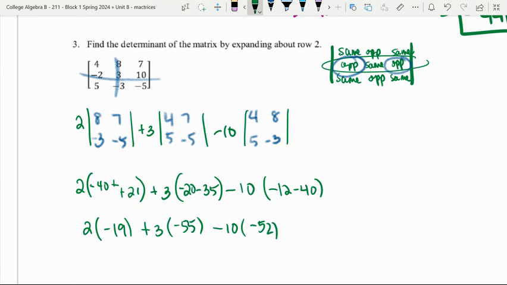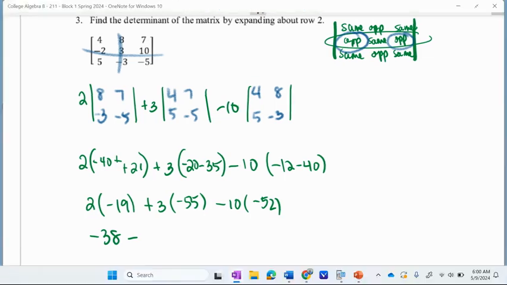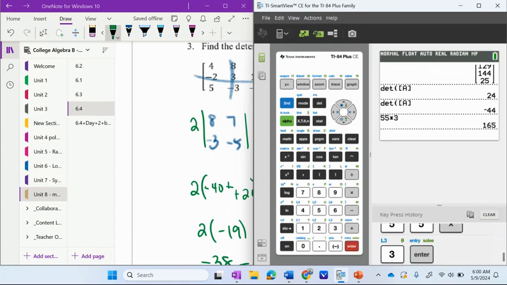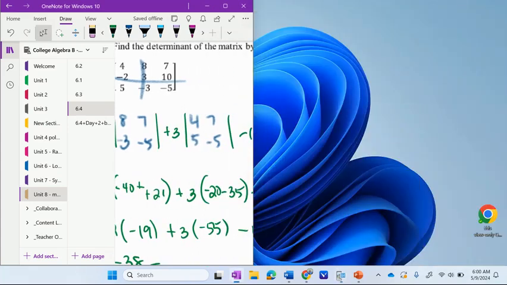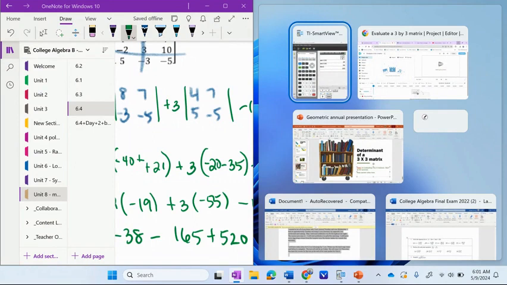On the test, I'll need to see this work, so follow all the work and make sure you show me how to check it. You can check it on the calculator. So -38 minus 55 times 3. So 55 times 3 is 165. And then plus 520. Combine like terms, which are the only like terms.